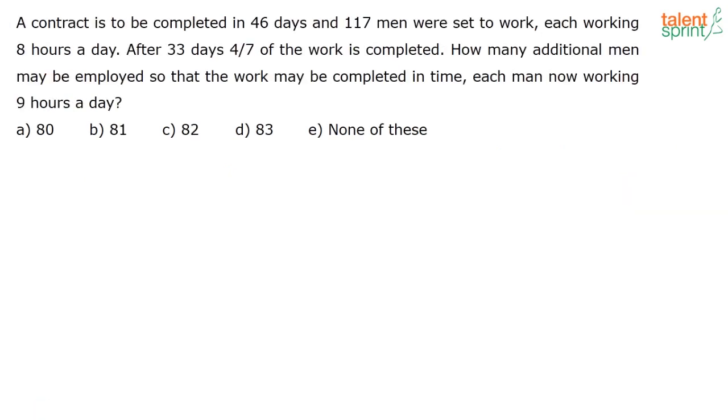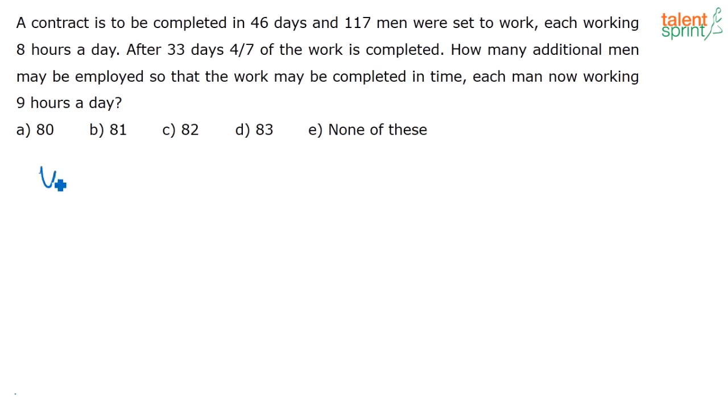Next question. A contract is to be completed in 46 days and 117 men were set to work, each working 8 hours a day. After 33 days, 4 by 7th of the work is completed. How many additional men may be employed so that the work may be completed in time, each man now working 9 hours a day?